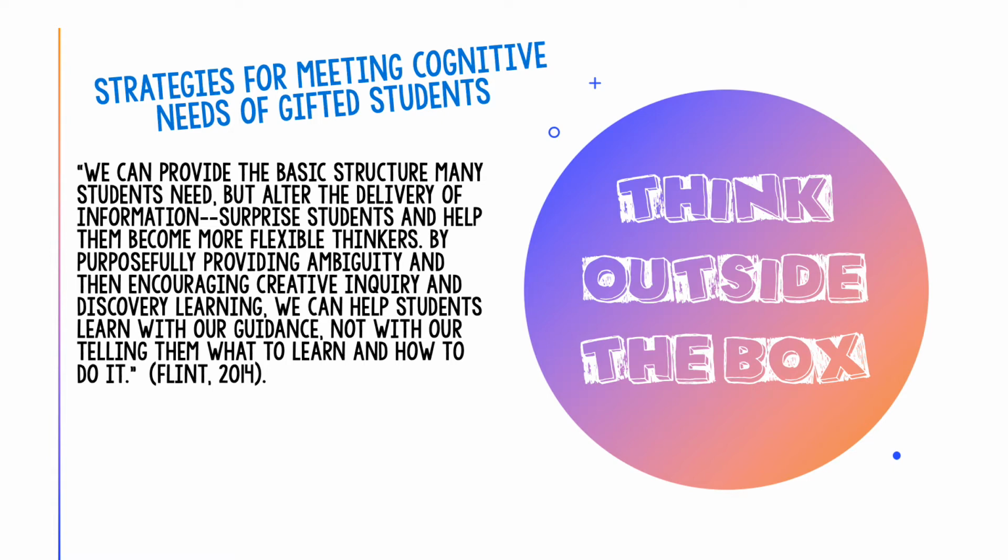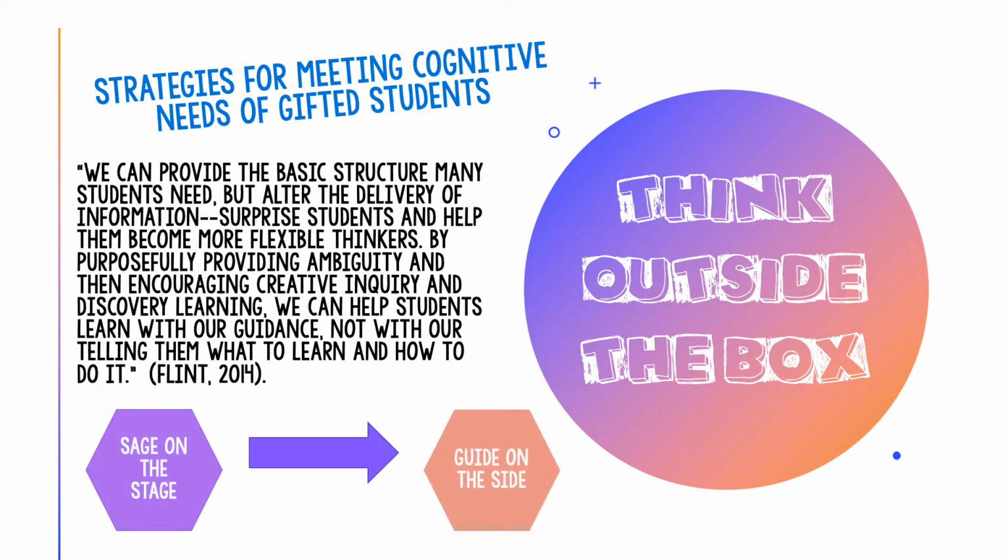Gifted students need opportunities to think critically about information. By moving from a model of direct transmittal of information, sage on the stage, to letting students drive the inquiry of learning with you as the teacher available for assistance, guide on the side, gifted students' need for enriching cognitive experiences can be fulfilled. In a similar way, allowing students to think creatively about topics can open up new ideas and ways of thinking.